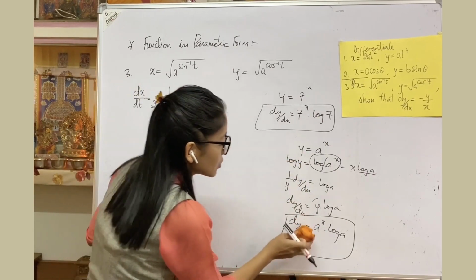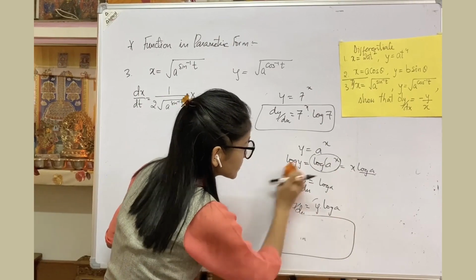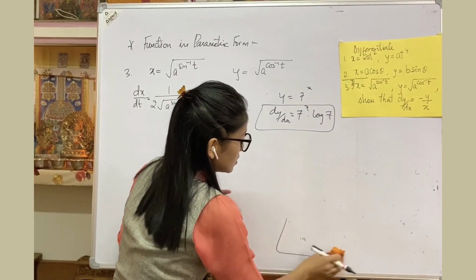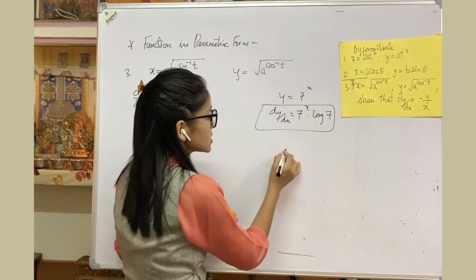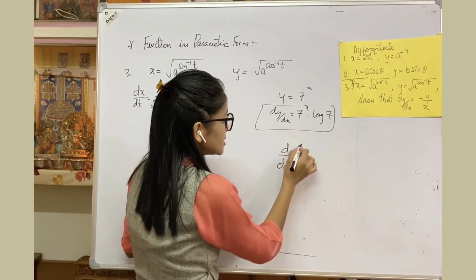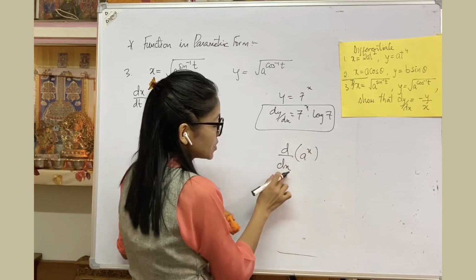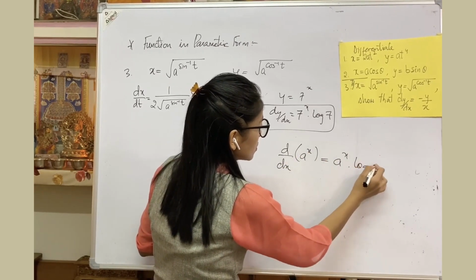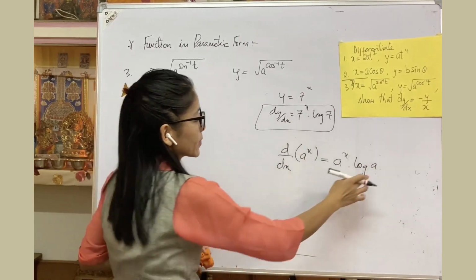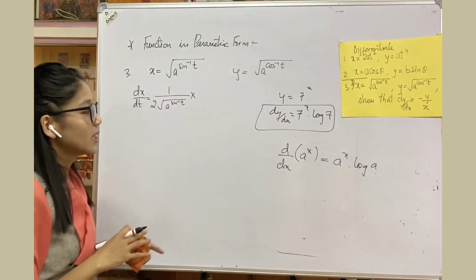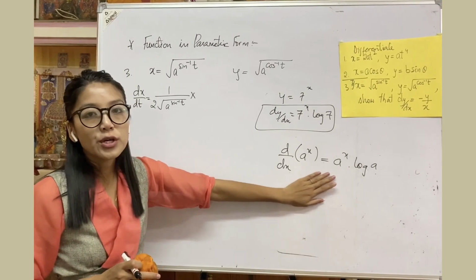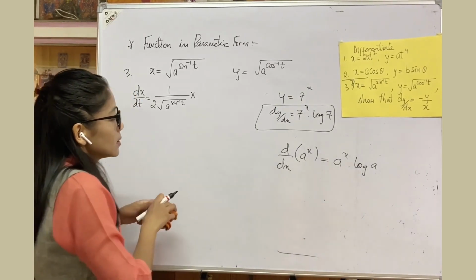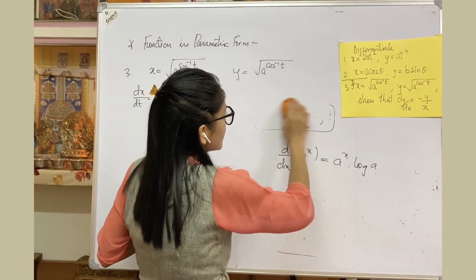If you are finding, okay, you just note this like this. This is the derivation. You can just note this. Derivative of a raised to x with respect to x is a raised to x into log a, where a is the constant. Okay, so this is one of the formulas you can use. So note down this in your formula book. Okay, now let's come to this question.